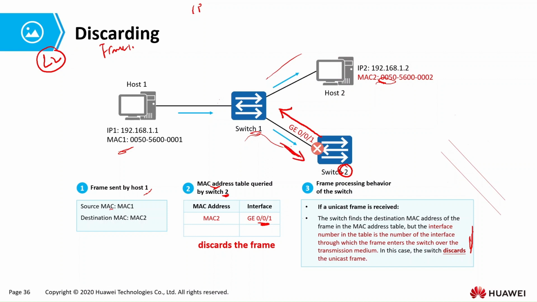So in that scenario, what it means here is the number of the interface through which the frames enter the switch. Supposedly we need to forward it out, but we receive it on that interface, right? So this is the condition where the switch will know, oh, actually this one is not intended for me, so I will discard it. Supposedly it should forward out and then forward to host 2. So this is the scenario where we discard your Ethernet frame.